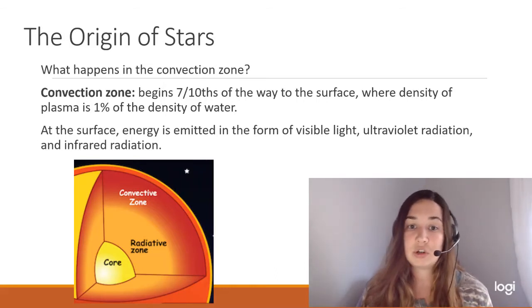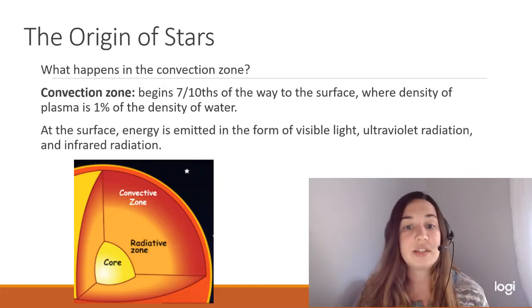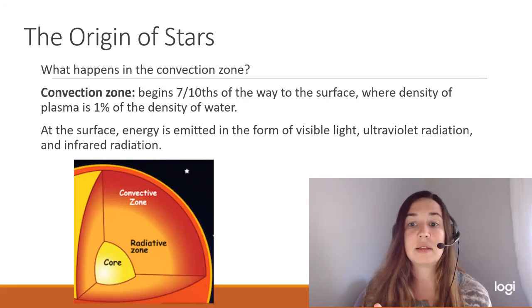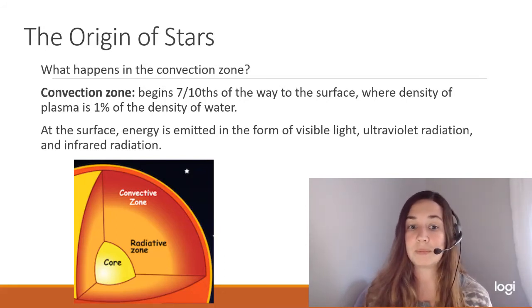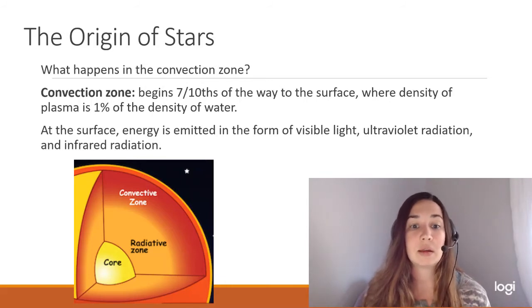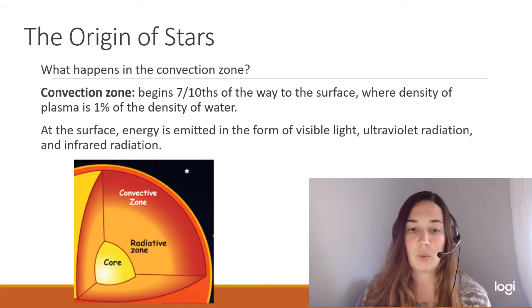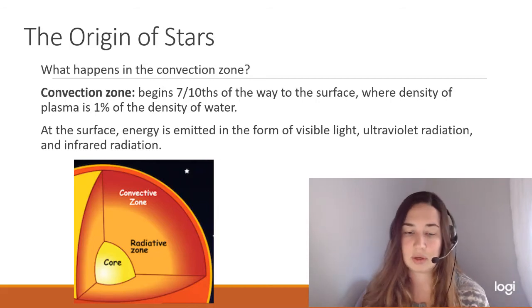So the convection zone is beginning about 7/10 of the way to the surface for this star. And this is where the density of plasma is 1% of the density of water. And this particular convection zone, or convective zone is another word. I've seen a few different ways of it being pronounced, convective and radiative too. So just keep that in mind.